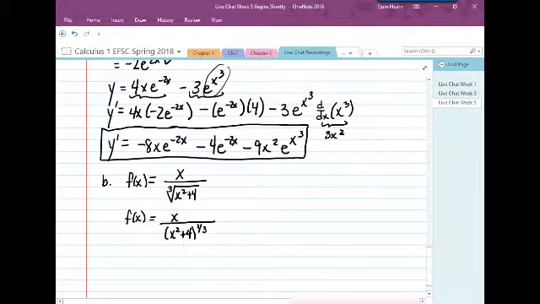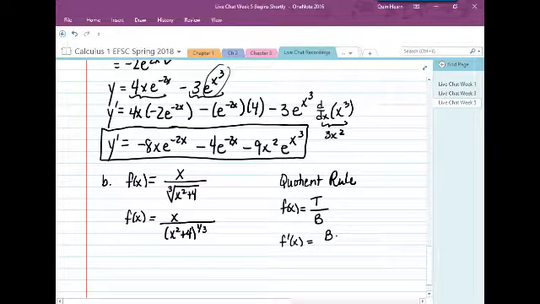All right, the next thing I'm going to do is observe which operations are going on. I have something with an x divided by something with an x. That's quotient rule. And remember, for the quotient rule, you're going to think of the function f as the top divided by the bottom. And so f prime will be equal to the bottom times the derivative of the top minus the top times the derivative of the bottom, over the bottom squared.